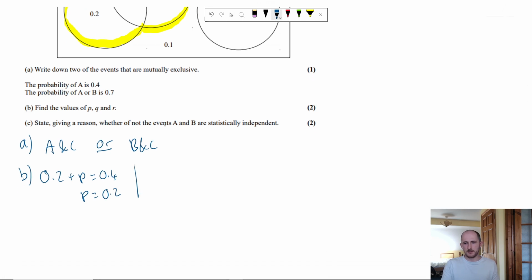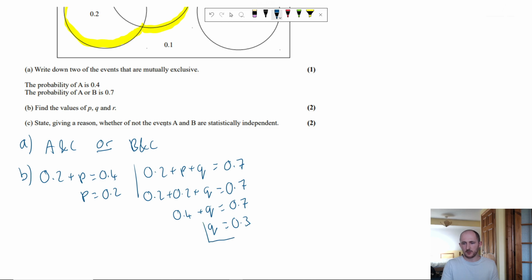So 0.2 plus P plus Q equals 0.7. And we already know that P is 0.2. So that's 0.4 plus Q equals 0.7. And that finally means that Q is equal to 0.3, just from subtracting 0.4 from both sides. So far, pretty good, right? 3 marks, and it's only been 2 minutes and 30 seconds. Not bad.